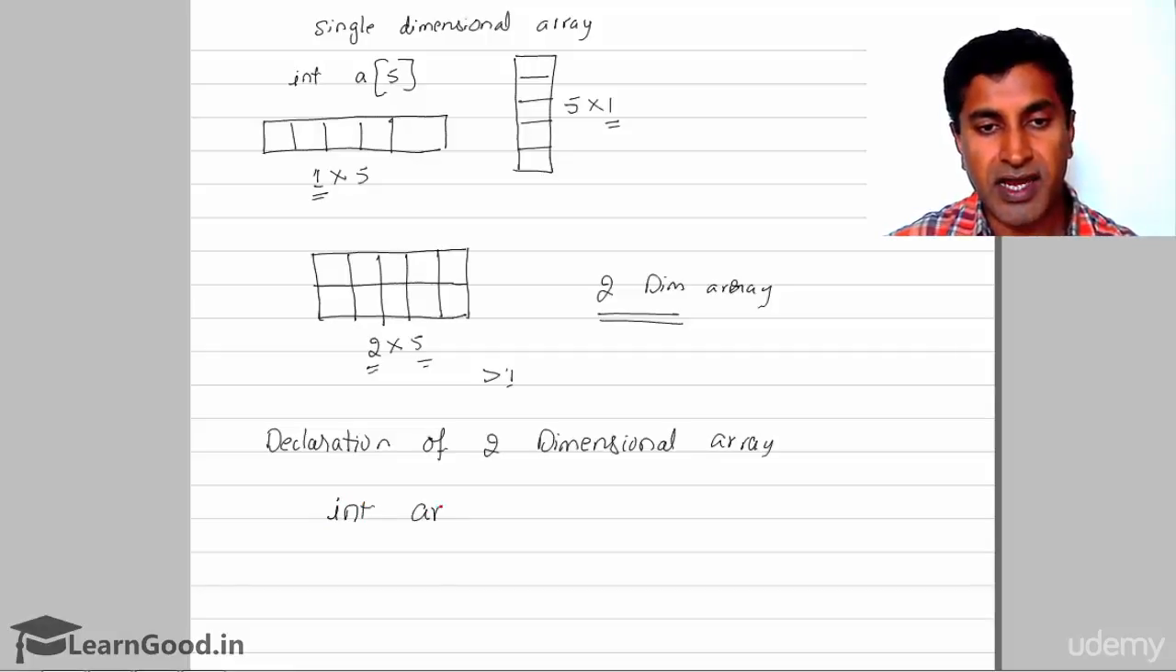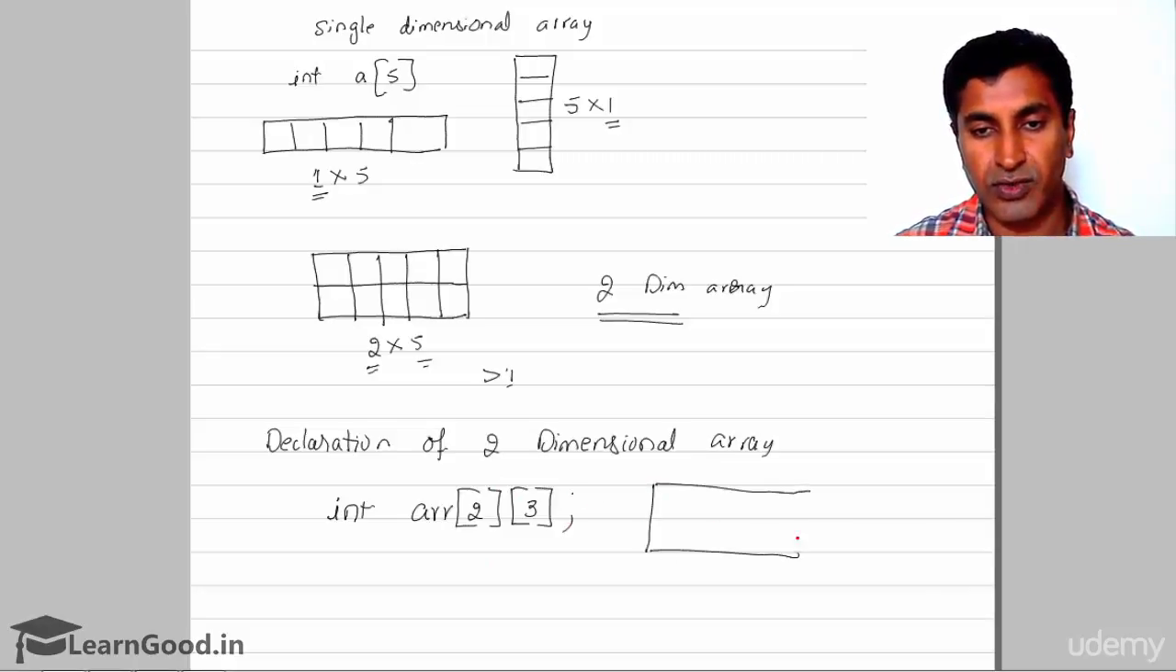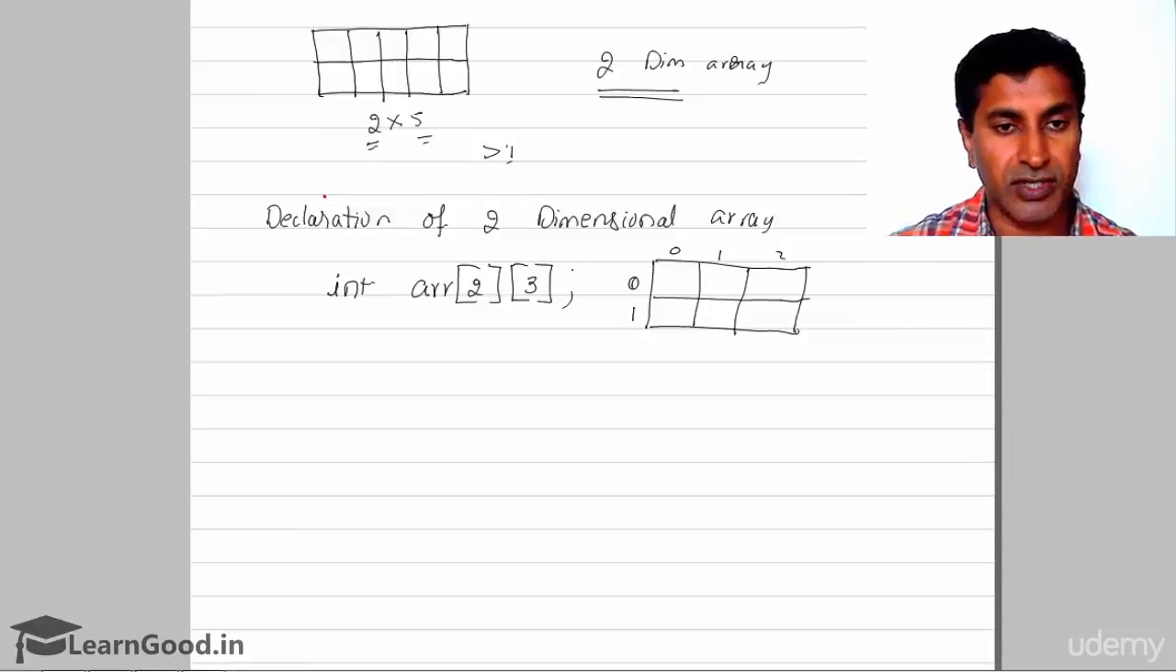To declare a matrix of order 2 rows and 3 columns, that can be done by giving ARR of, in the square bracket you have to specify how many rows and how many columns, ARR of 2 cross 3. The number of rows and the number of columns have to be enclosed within separate square brackets. So this will create a matrix of order 2 cross 3, that is 2 rows and 3 columns. The index number of a row is going to be 0 and 1, and in the same way for columns it is also going to be 0, 1. This is how we declare a 2-dimensional array.